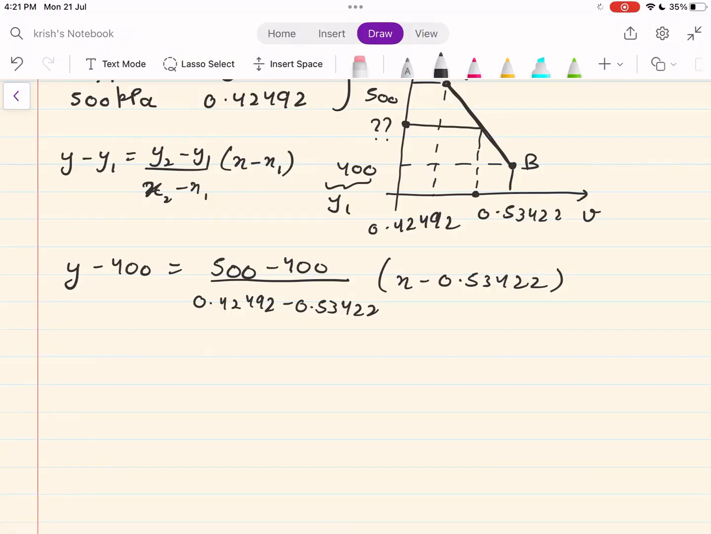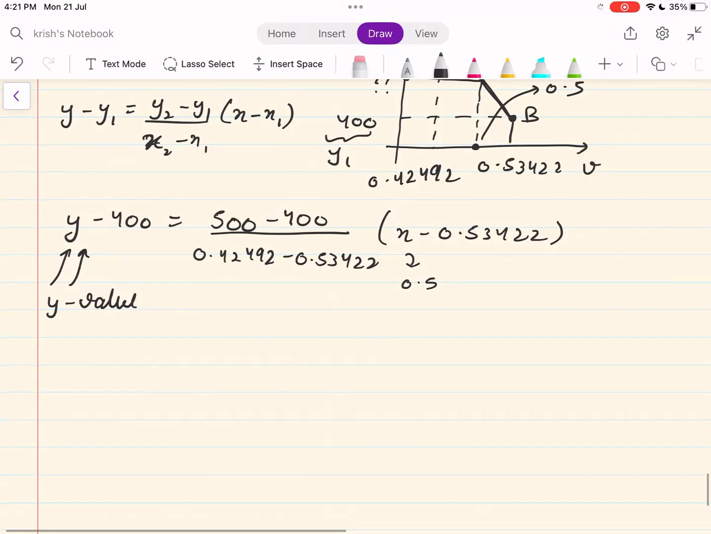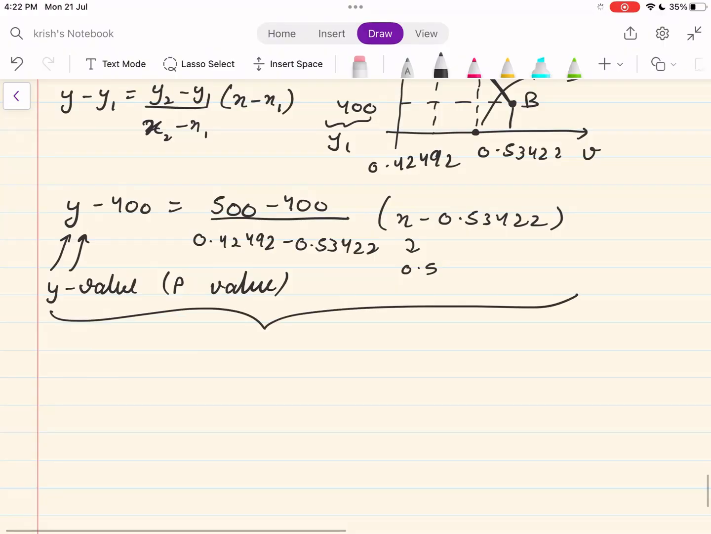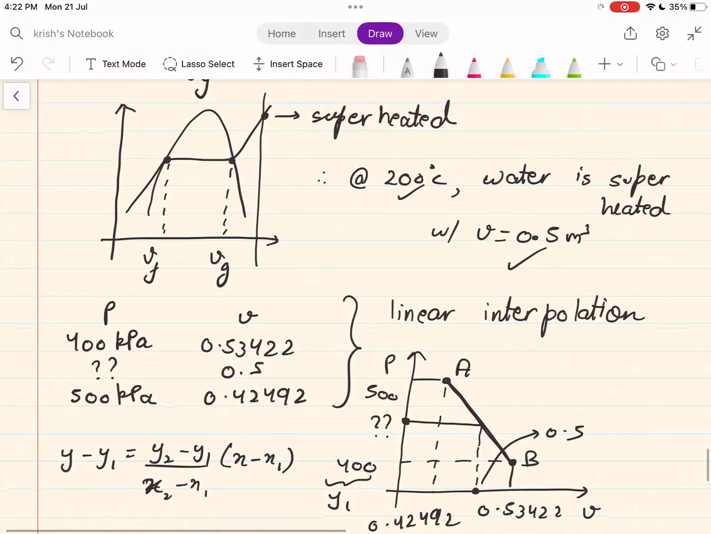Now we have the value on the x-axis, right? Because we know at this point the value on the x-axis is 0.5. So now the only unknown that remains in our equation is the y value. And since the y value is the pressure axis, this is the P value. Upon solving this equation, you will obtain the P value to be 431.308 kilopascal.